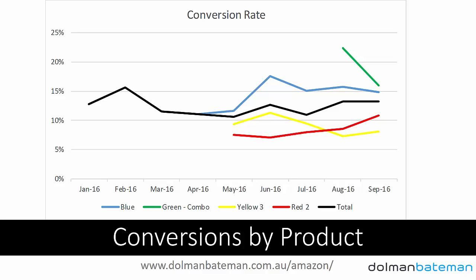This graph shows the unit session percentage or conversion rate. And we can see they're all tracking pretty well. They're at the 10 to 15% mark. The blue product, which is his problem product, actually has a 15% conversion rate, which is really good, given that they're competitors within his market. So the product pages are working, but they can obviously be better. There's room for improvement there. In fact, the conversion rate for the main product has increased as sales have fallen.